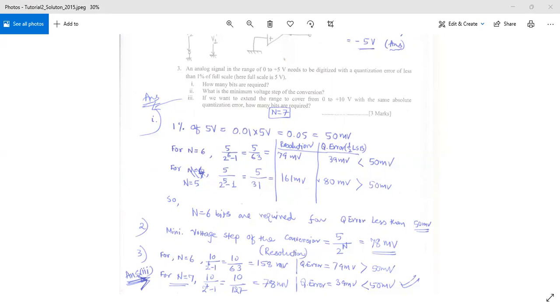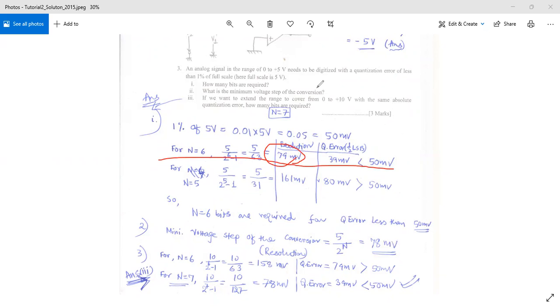The equation over here has to have 2 to the power n minus 1, okay? So it will give us 79 millivolt. There was a slight error in this equation. It is basically 5 divided by 2 to the power of n minus 1, or you can directly refer to this particular equation over here. We had already done our resolution calculation, so we can directly write 79 millivolt, okay?